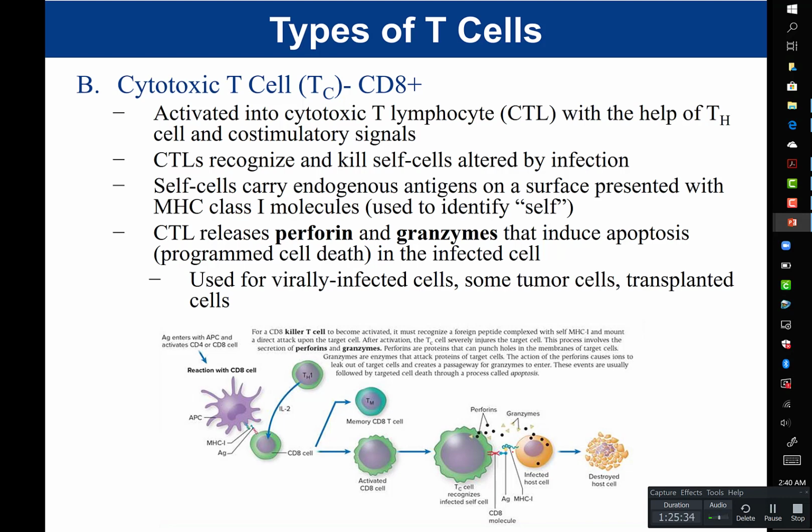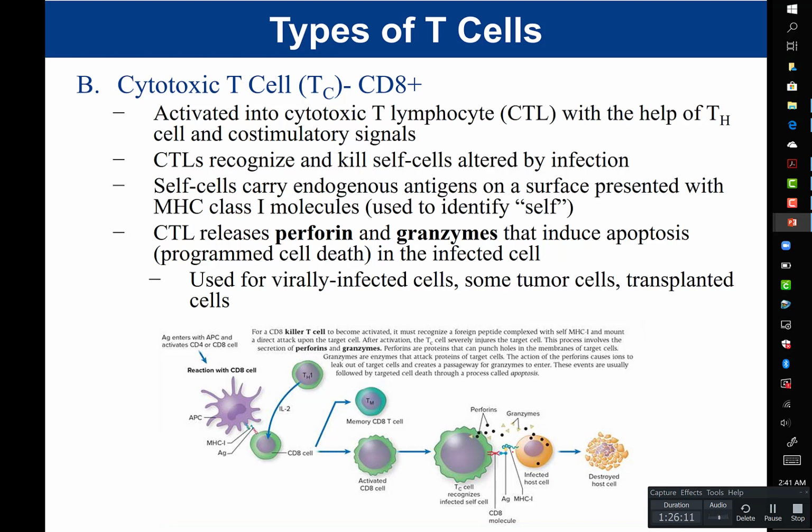And so the cytotoxic T cells are activated into what are called cytotoxic T lymphocytes, or CTLs, with the help of T helper cells and co-stimulatory signals. So basically those TC cells become activated and they become the cytotoxic T lymphocytes. These are the ones that are active and they're able to carry out cell-mediated immunity. CTLs recognize and kill self cells that are altered by infections.